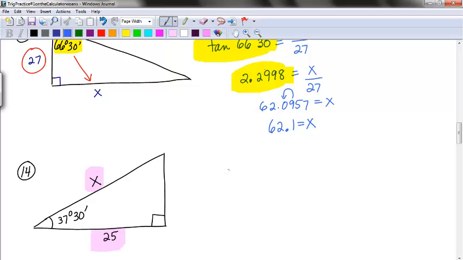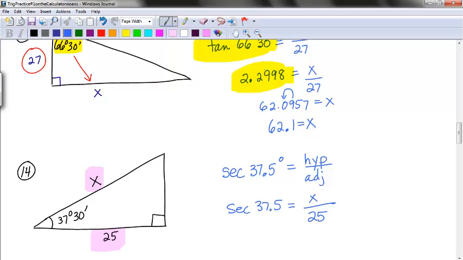So when we do this, we want secant of 37.5 degrees equals the hypotenuse over the adjacent, if you want to write it out. So I would do secant of 37.5 equals x over 25. The hypotenuse is x. The adjacent is 25. A lot of people try to avoid those reciprocal ones, and it's to your advantage not to avoid them. It's just like fractions. You don't want to avoid them. You want to just attack them.